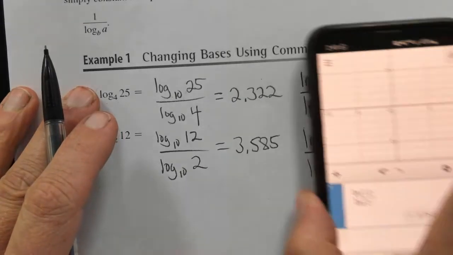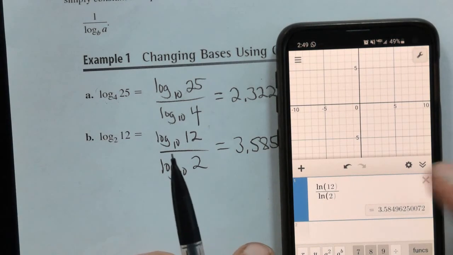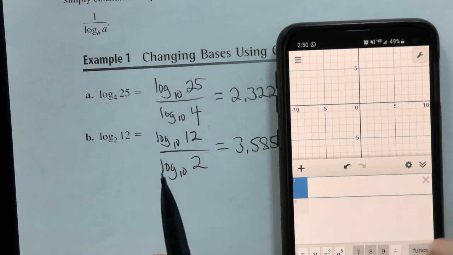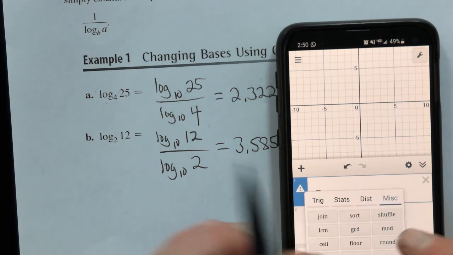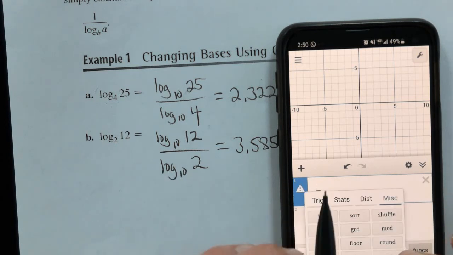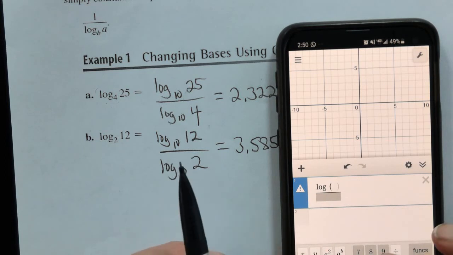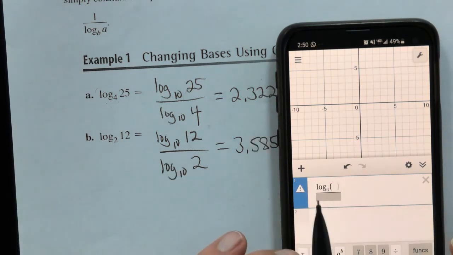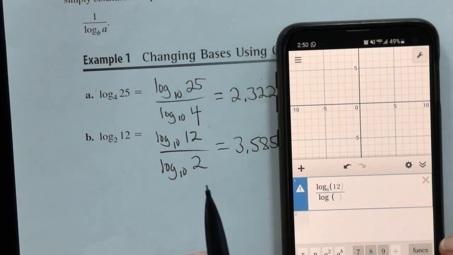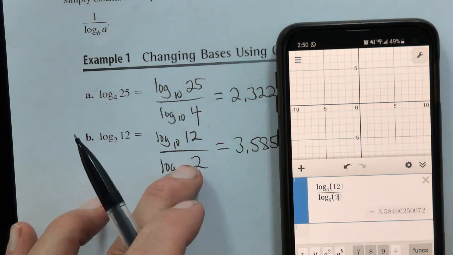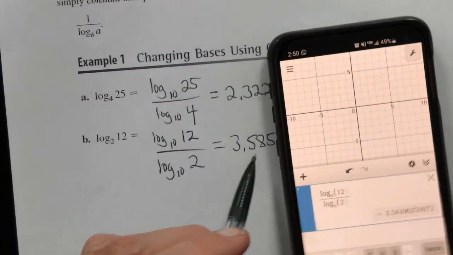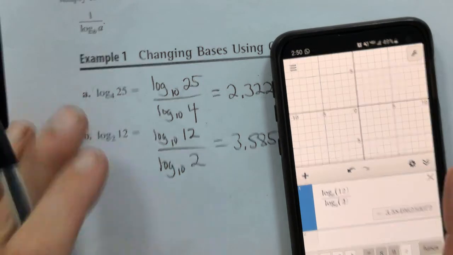And so the question is, what if I change it to a different base? Would we get the same thing? Let's look and see. What if I changed it to log base 6 of 12 divided by log base 6 of 2? Would we get the same thing? Yes, we do. 3.585. Okay, so it doesn't really matter what base you change it to. It's still going to be equal.